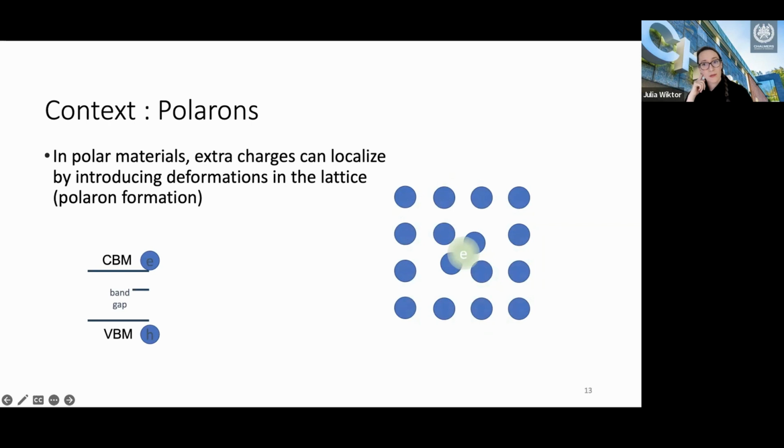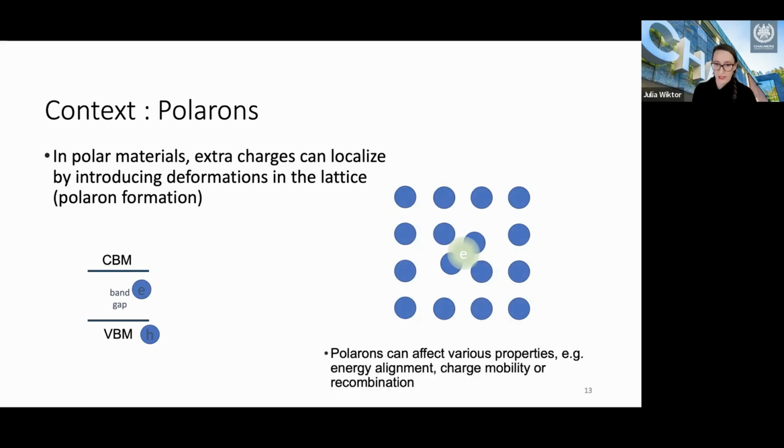And then if polarons are stable in a material, we will also have an additional energy level in the band gap. And this is basically where our extra charge will be placed. From this scheme, you can already imagine that this polaron will affect energy alignments in these materials, because this is a new energy of our extra electron. But they can also affect charge mobilities or charge recombination. So it's very important to be able to predict in which materials we will have these polarons, how stable they are, where the energy level is, and so on.